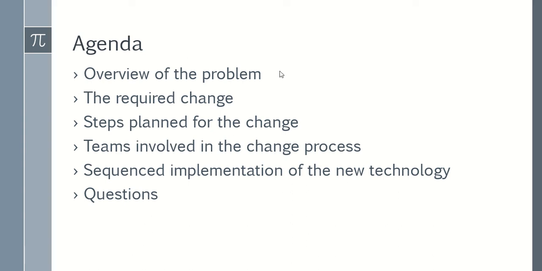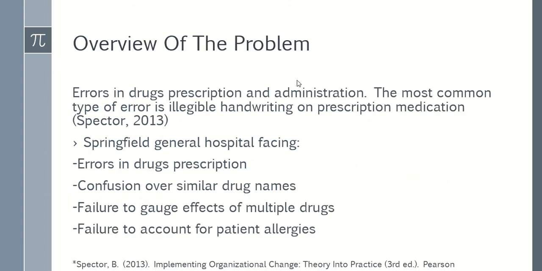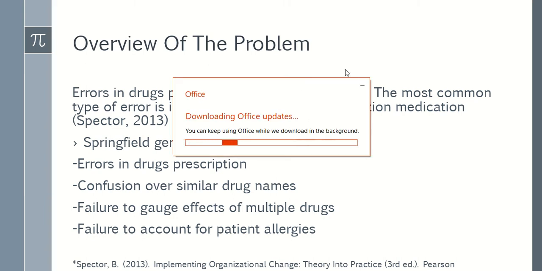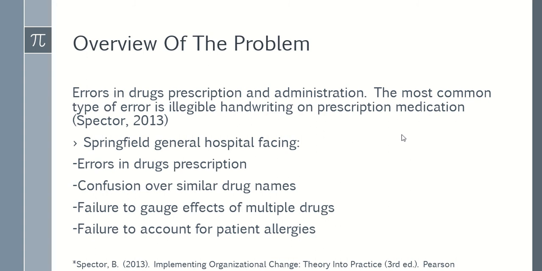So first we'll look at the overview of the problem, which again is the same regardless of if it's managers or employees. Springfield General Hospital realized that they had a lot of errors in drug prescription and administration, and the most common type of error was illegible handwriting on prescription medication. And what this means is they could not read the prescription medications, and there was a lot of error in terms of which medication was written, and that led to a lot of complications.